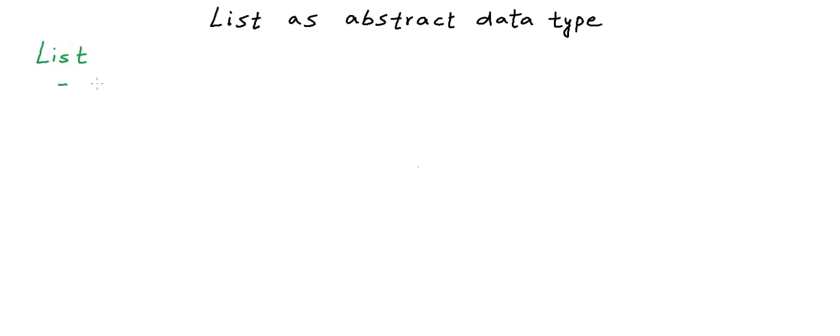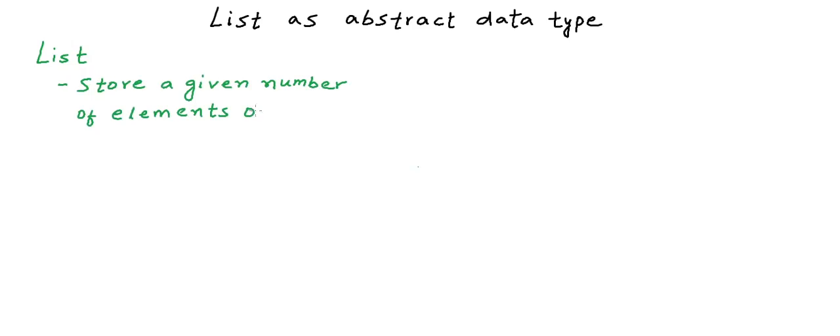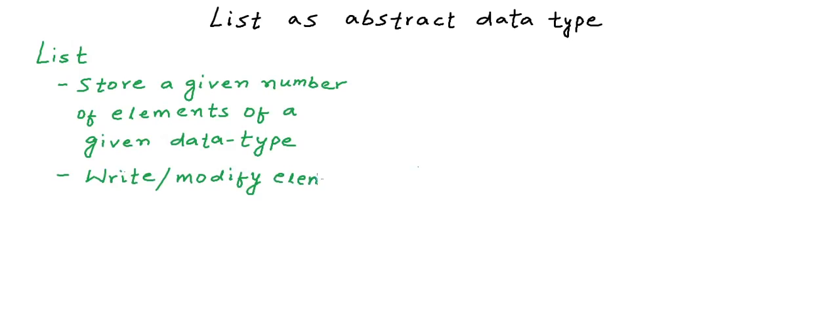Let us first define a very basic list. I want a list that can store a given number of elements of a given data type. This would be a static list. The number of elements in the list will not change, and we will know the number of elements before creating the list. We should be able to write or modify an element at any position in the list, and of course we should be able to read an element at a particular position in the list.